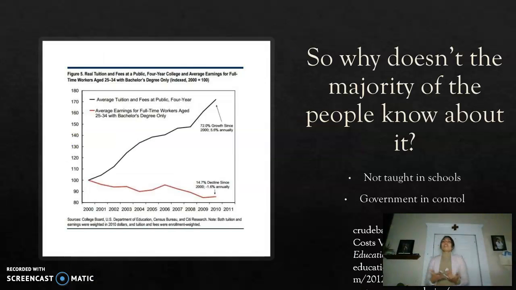So why don't a lot of people know about it? Why don't a lot of people know about being an investor, being a business owner? Why are we taught this?